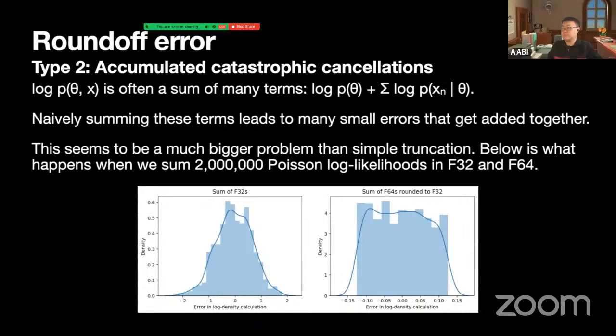So, for example, if we try computing 2 million Poisson log likelihoods for a variety of random different rate parameters in float32, then if we do everything in float32, we get the error distribution on the left. It looks vaguely Gaussian. It has a magnitude of around 1. Whereas if we do the sums in float64 and then just truncate, we get this much smaller amount of error that is much more well-behaved.